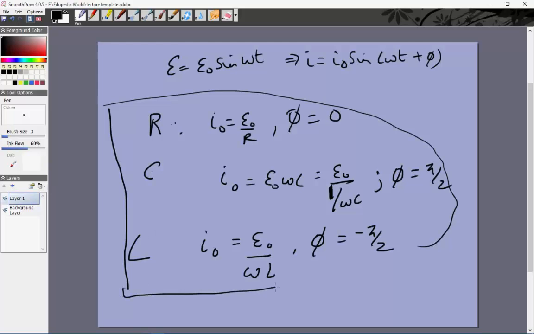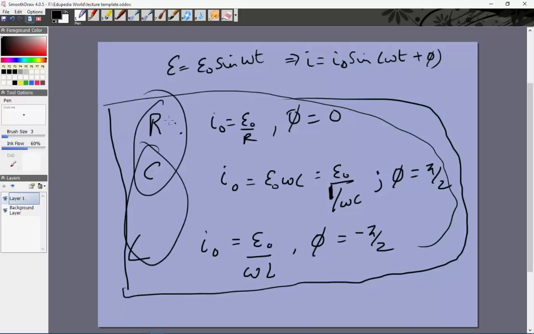So I hope this is clear to you now. In the next lecture, we'll complicate things even further. We'll consider RC circuits, then LC circuits, then LR circuits, and finally we'll consider an LRC circuit, which will be a combination of all three.